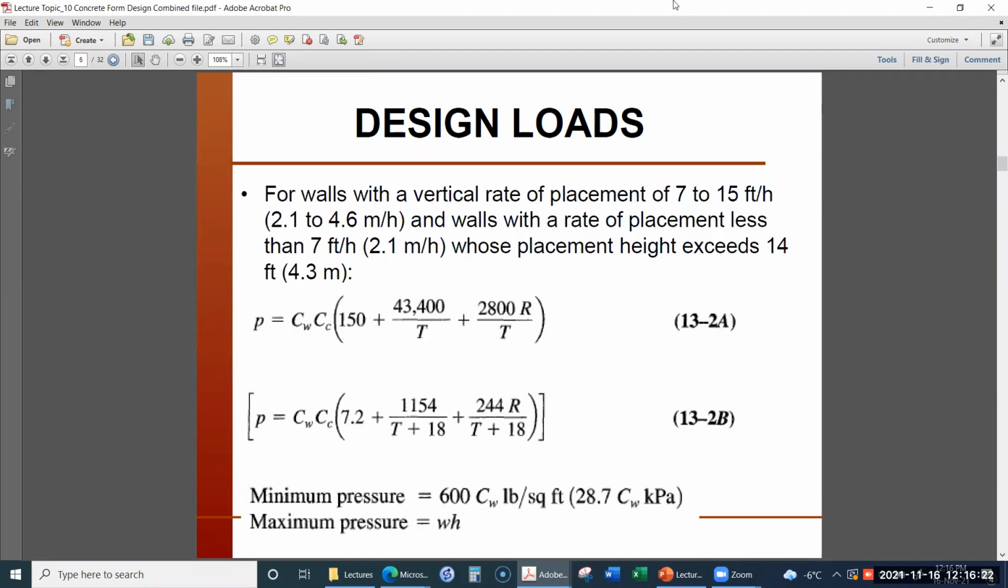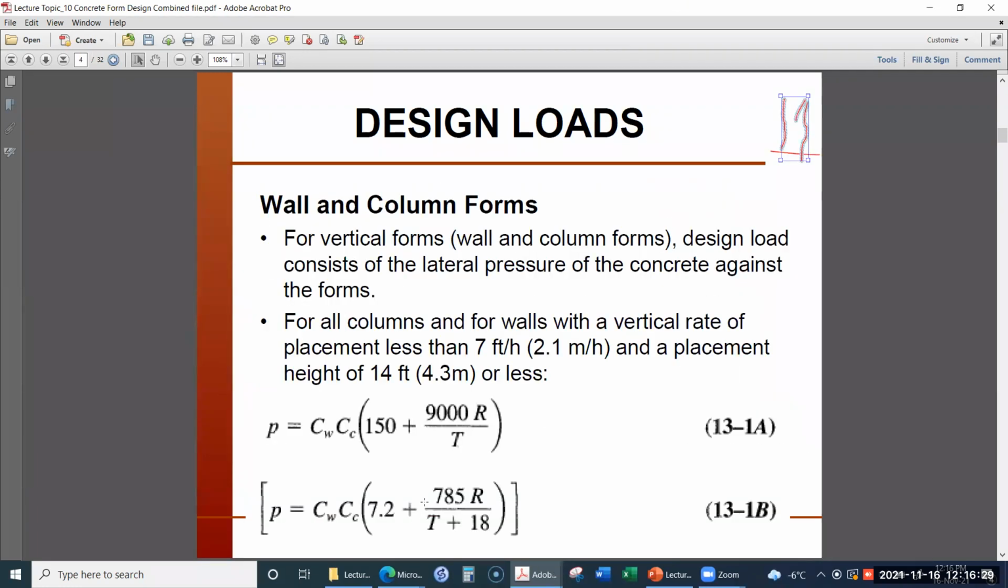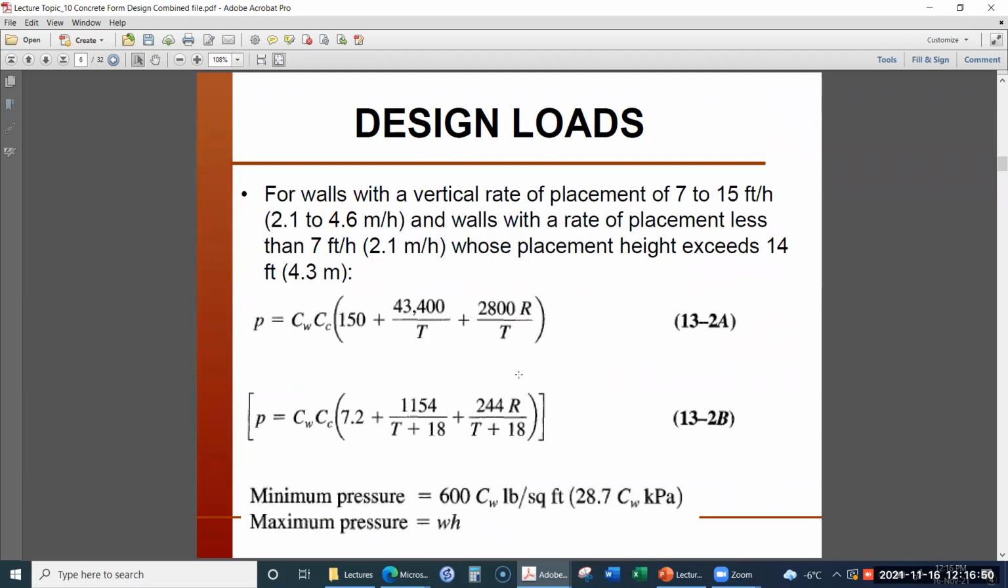Next, there are some other equations as well. We have introduced this equation, but it is for the situation when the vertical rate of placement is less than 2.1 meter per hour, and the placement height is less than 4.3 meter. However, if these conditions are not met, then we have to use another equation.